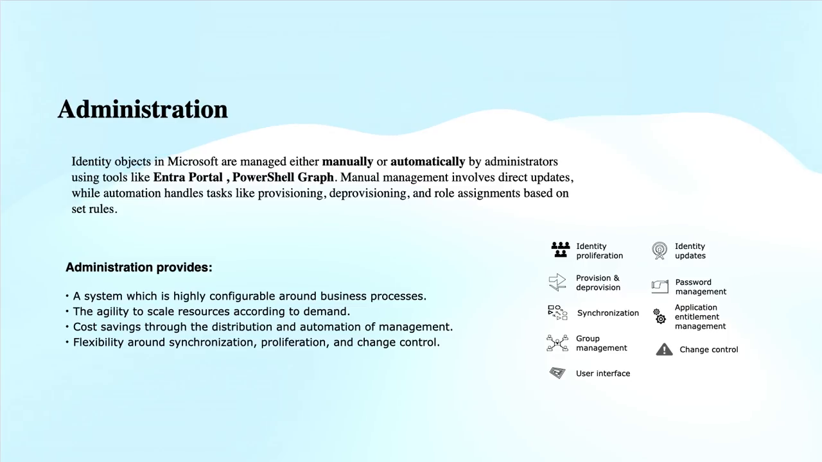Next is application entitlement management. The identity management includes assigning or removing the access to applications based on the roles and permissions. The automating of application provisioning is based on defined business rules.